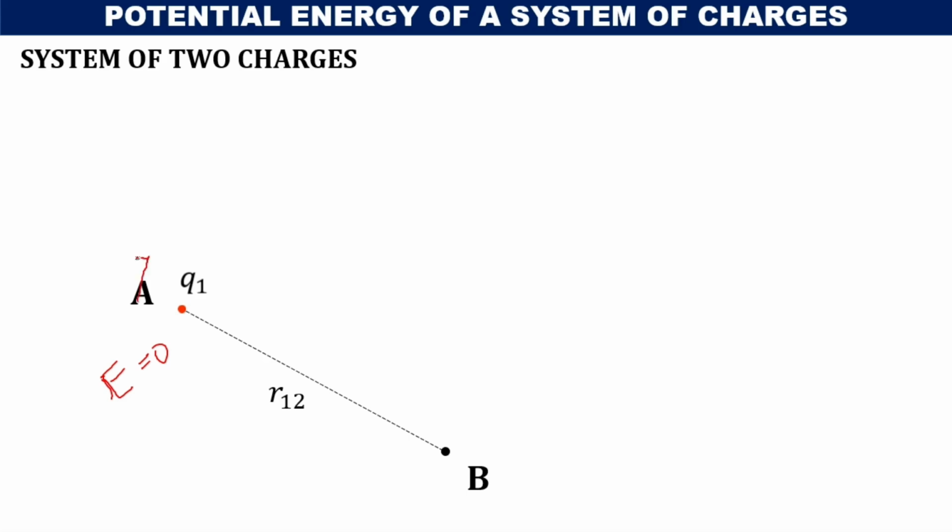According to the definition of work done, W is equal to F dot d. If the field is 0, the force is 0. Since the force is 0, obviously the work done in bringing the first charge should be equal to 0.